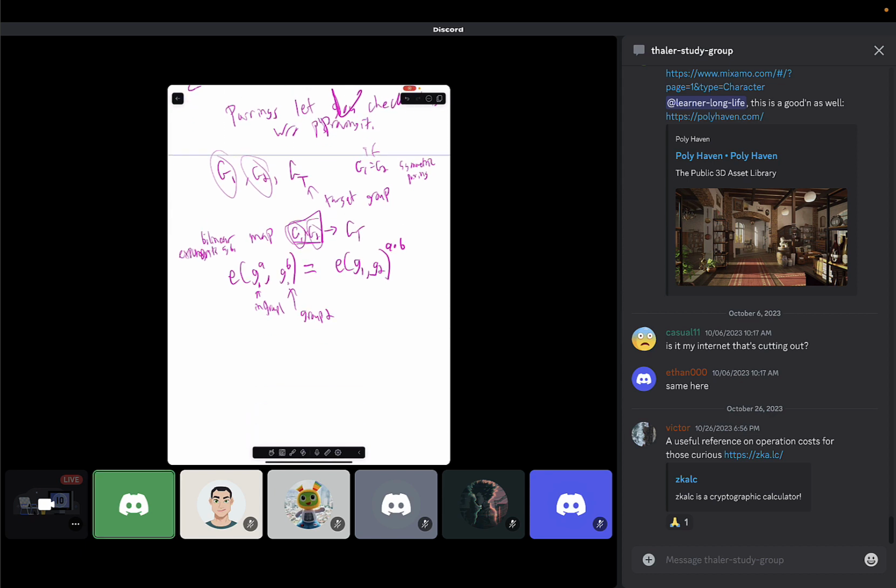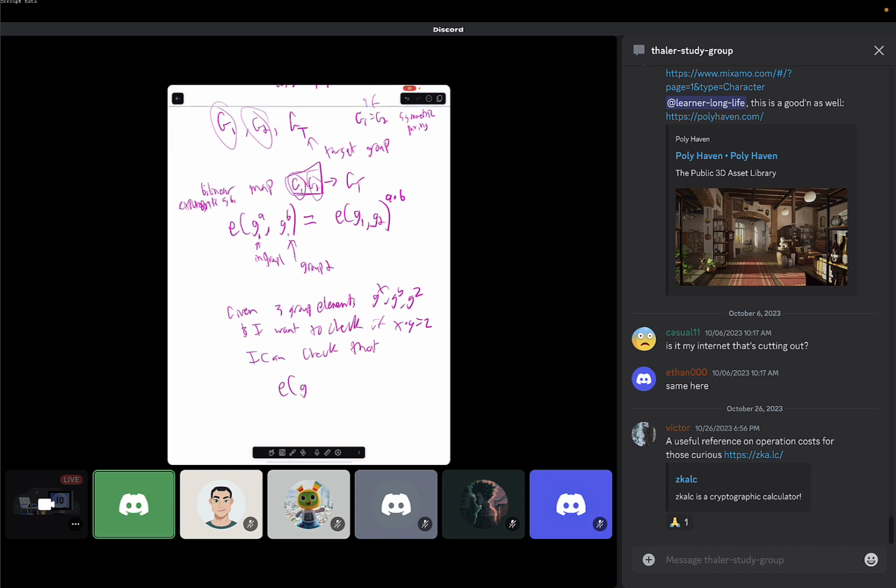What that means is, and you can maybe think about this offline, basically, if I'm given three group elements, say G to the X, G to the Y, G to the Z, and I want to check, without knowing any X, Y, and Z, if X times Y equals Z, I can. The following is equivalent, so I can check that: E of G to the X, comma G to the Y equals E of G, comma G to the Z.